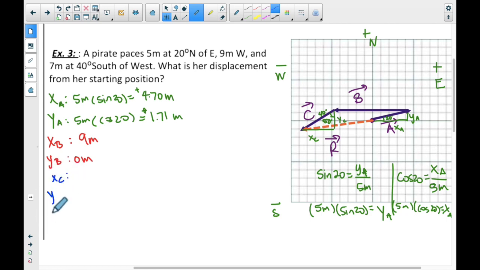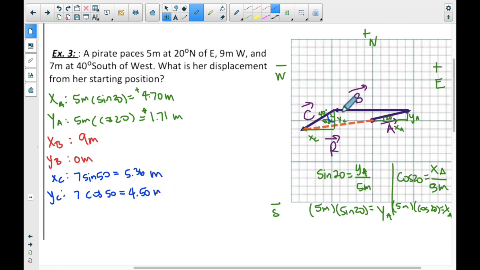All right, now we need to talk about C. X sub C and y sub C. We're going to do just similar to what we did before. We're going to say, all right, the sine of, well, I'm going to stick with 50 over here. So the sine of 50 is x over 7. So 7 times the sine of 50 is going to be x sub C, and 7 times the cosine of 50 is going to be y sub C. So now I'm going to do it with my calculator. I'm going to make those calculations. Okay, so I get 5.36 meters and 4.50 meters.